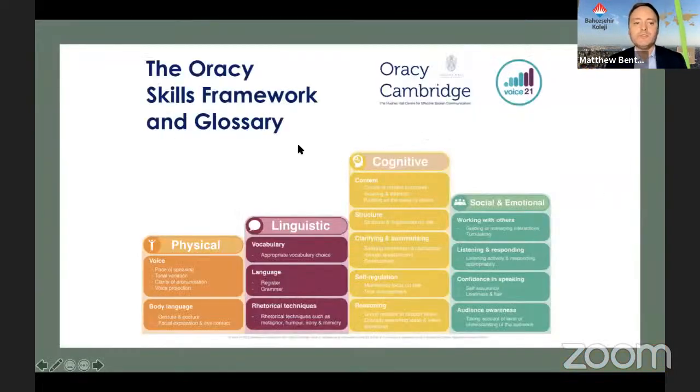I just told you about this, the Oracy Skills Framework. This is a really nice resource. Again, we'll be sharing this on the blog, but it gives you that very wide view of what students are doing when they're speaking and what we're trying to measure in different categories here: their physical, linguistic, cognitive, and social and emotional performance. You'll see a lot of the terminology here is cross-referenced from the list of life skills I showed you on a previous slide.